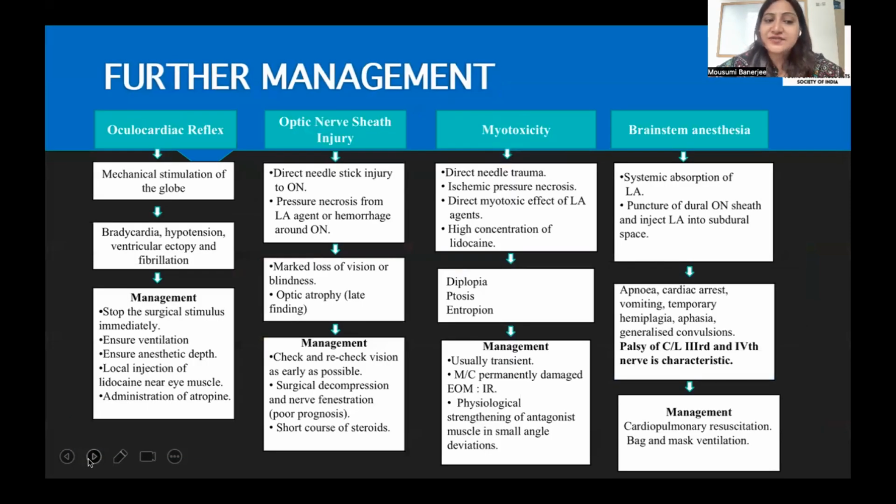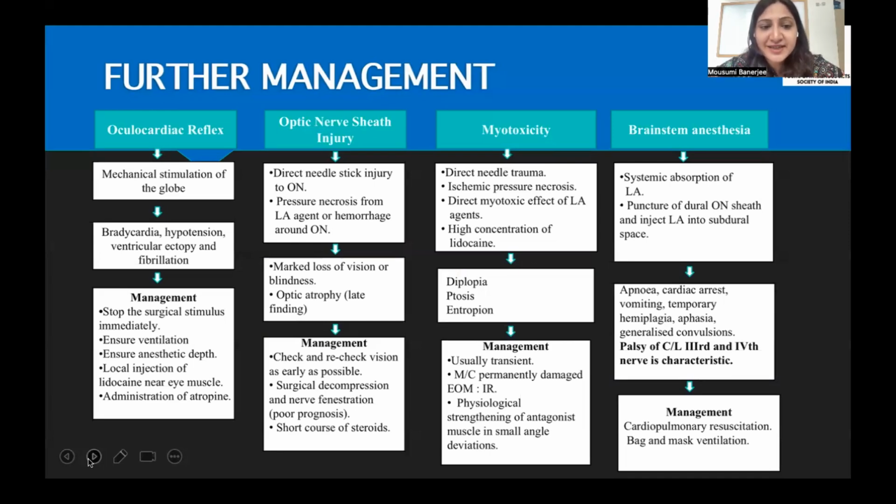Now, oculocardiac reflex will occur due to mechanical stimulation of the globe. The patient will present with bradycardia, hypotension, and ventricular changes like ectopy and fibrillation. How do we manage such a case? We have to stop the surgical stimulus immediately, ensure ventilation and anesthetic depth. Local injection of lidocaine near the eye muscle has been reported to be beneficial, as well as administration of atropine.